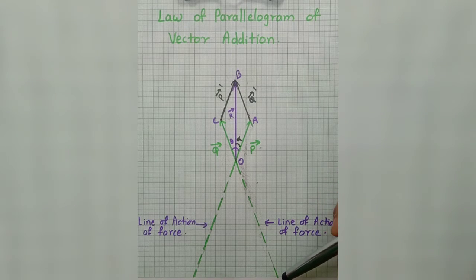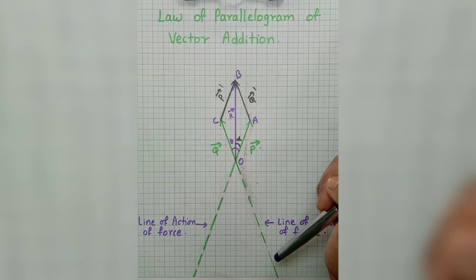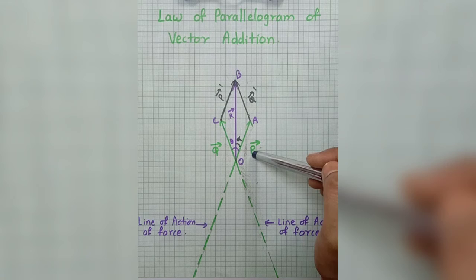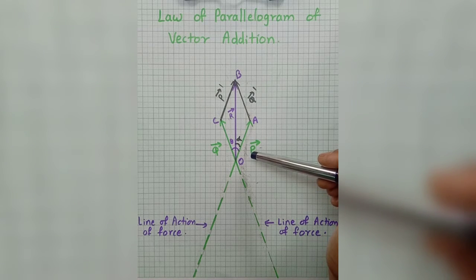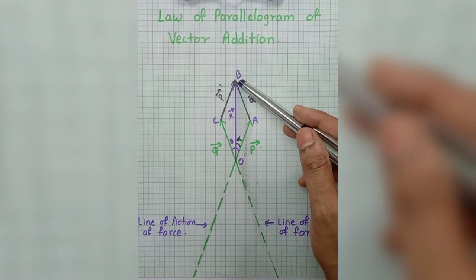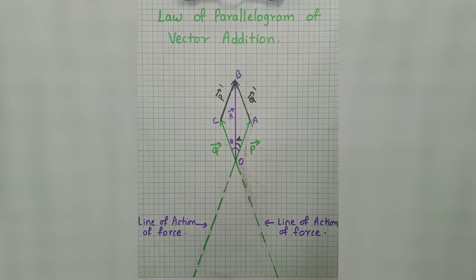According to the parallelogram law of vector addition, it states that if two vectors of the same type originating from the same point are represented in magnitude and direction by two adjacent sides of a parallelogram, so these are the two adjacent sides, then the resultant vector is given in magnitude and direction by the diagonal of the parallelogram starting from the same point. So now we will prove this particular law.